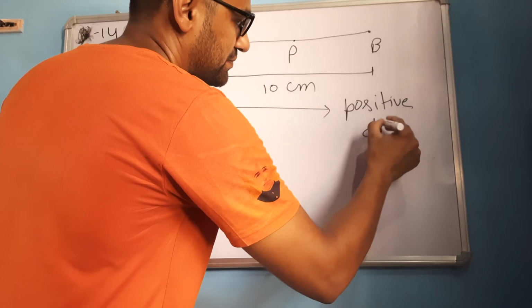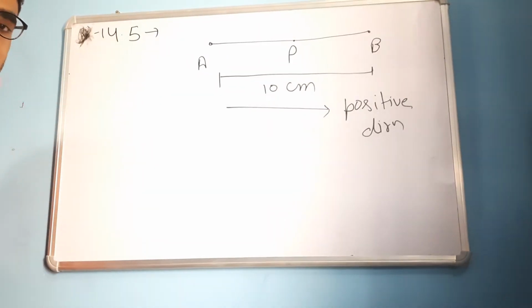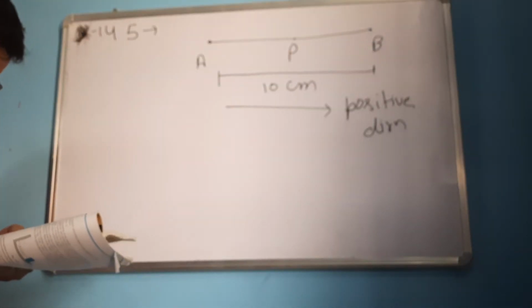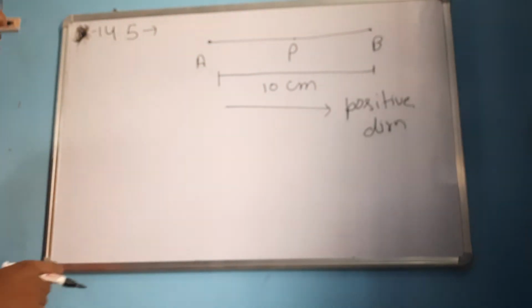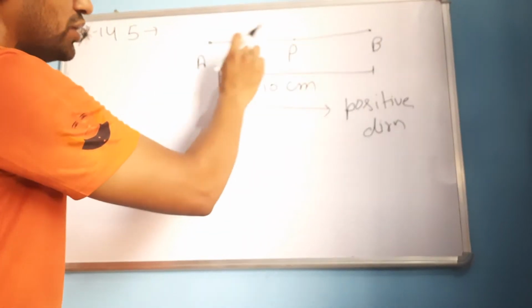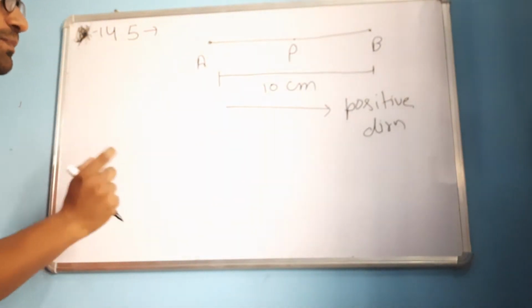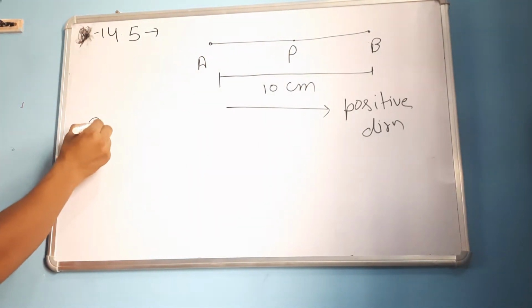Positive direction means that all the directions along AB will be positive, whether it is displacement, velocity, or acceleration, and the direction from B to A will be negative. We have to give the sign of velocity, acceleration and force at various points on this line AB, on which the particle is oscillating in simple harmonic motion. Let's see the first part.